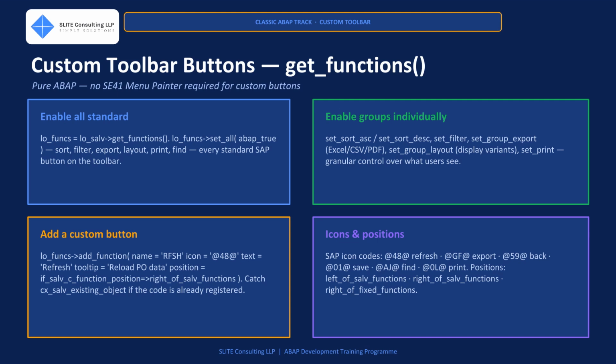The position parameter controls placement using the constants in if_salv_c_function_position. Wrap add_function in try/catch for cx_salv_existing. If the function code is already registered, this exception fires. It is not fatal, just catch and continue.